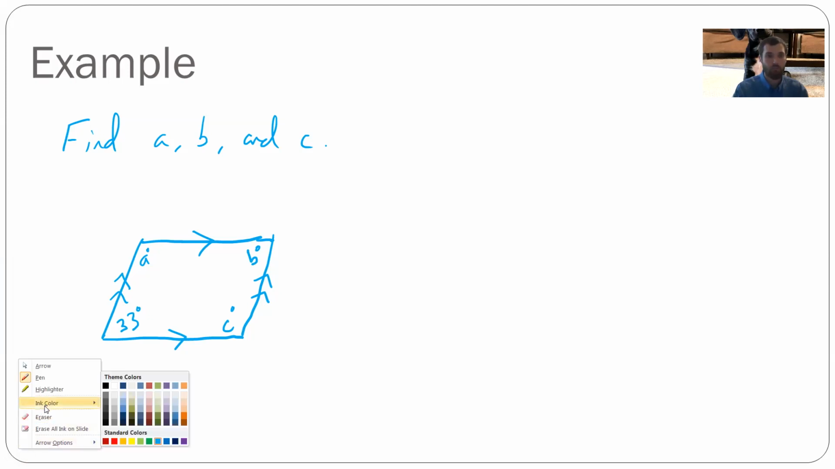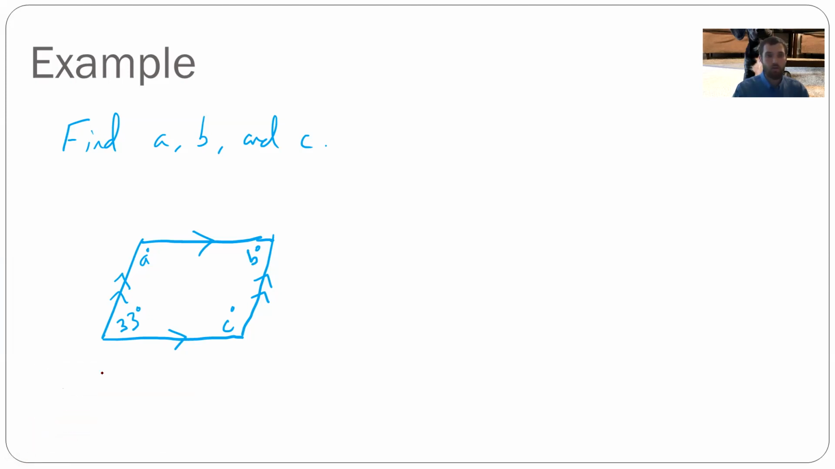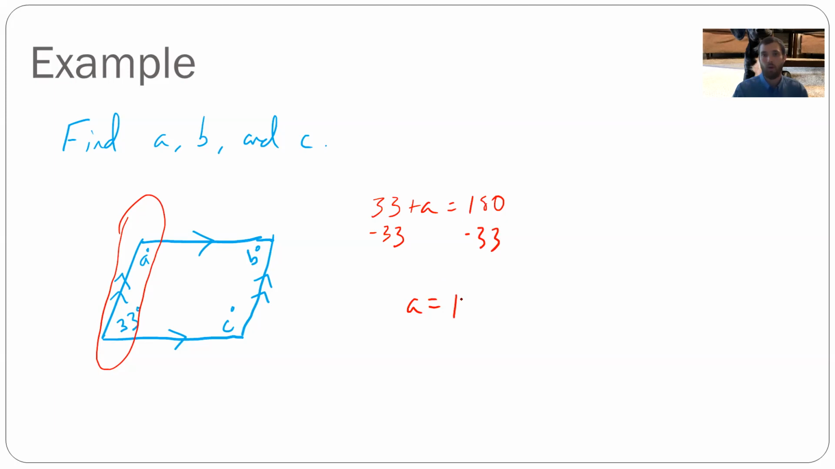All right. Now, angles that are next to each other. This 33-degree angle and this angle A, those angles are next to each other. That means that those two add up to 180. That means 33 plus A equals 180, or just 180 minus 33. And I will get A to be 147.